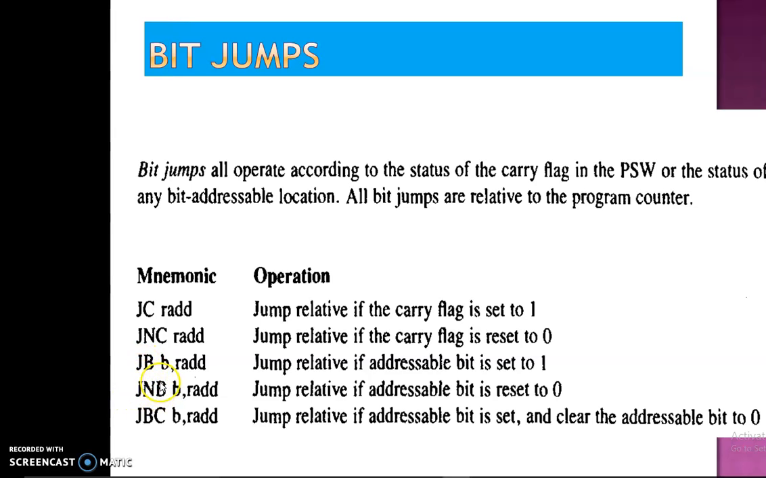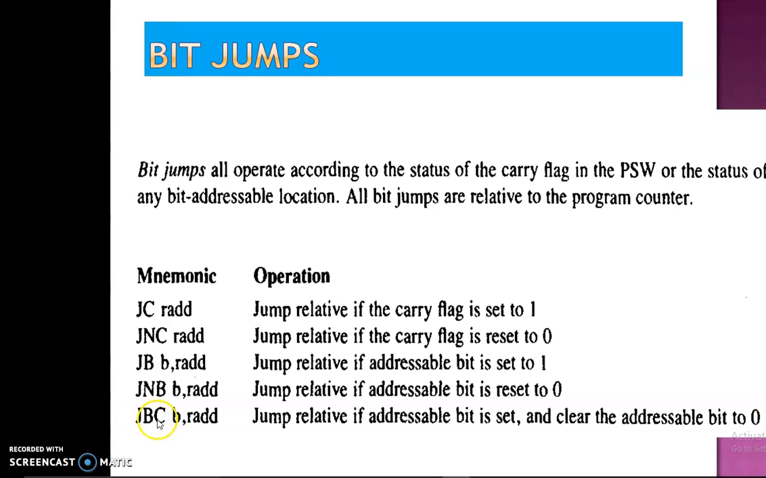Then JNB, jump on no bit. Here you are specifying one single bit address. If that bit is not having 1, means no bit, if the bit is 0, then this condition will be true. Jump on no bit will be true. Jump on no bit means the bit should be 0. No bit means 0. Bit means 1.